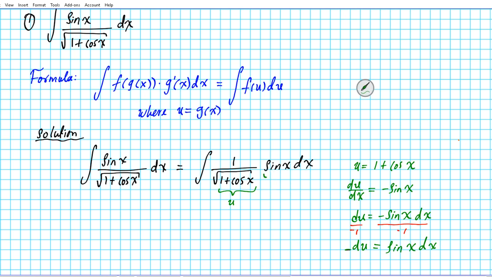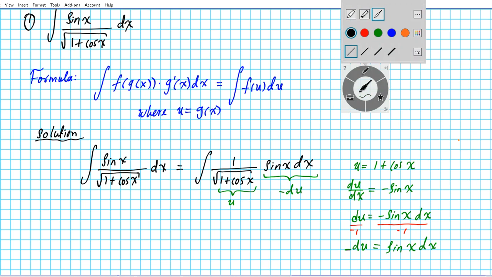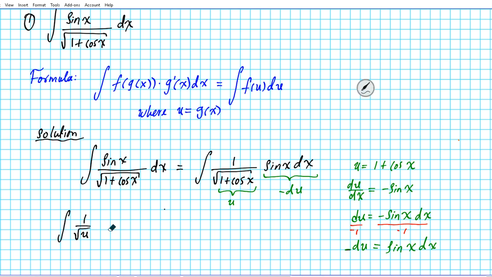It tells us that we now have the freedom to replace this entire component right here with negative du. So always know exactly what's going where first before you carry out your U substitution so you don't make errors. Now we are going to carry out the U substitution. This entire integral becomes the integral of 1 over root u times negative du, which can be rewritten, factoring out the constant, as negative integral of 1 over root u du.